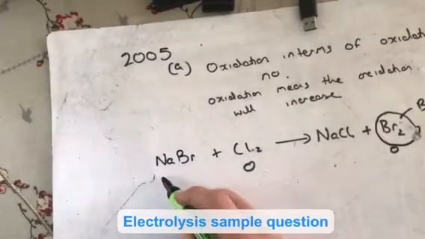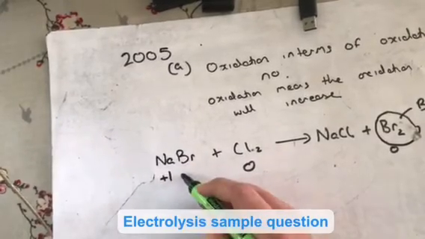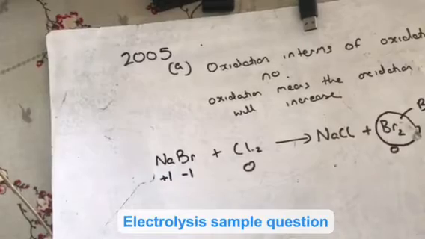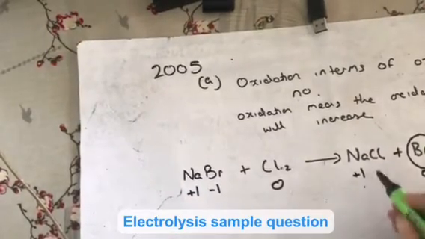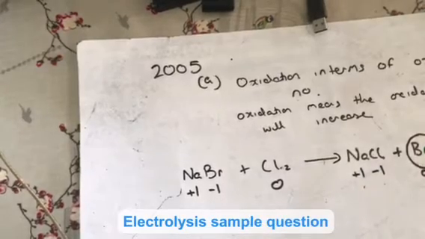All right, so sodium we know is in group 1, so it's going to be +1. Bromine's in group 7, -1. Easy peasy. Sodium here is going to be +1. Chlorine here is going to be -1 because it's in group 7.